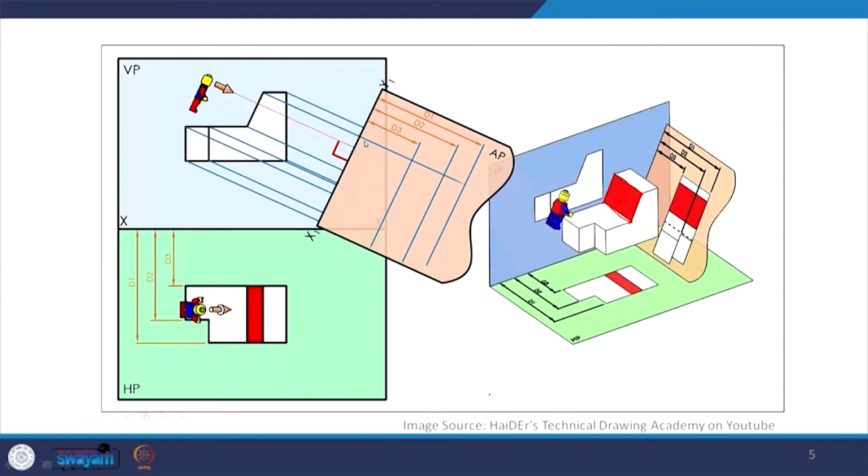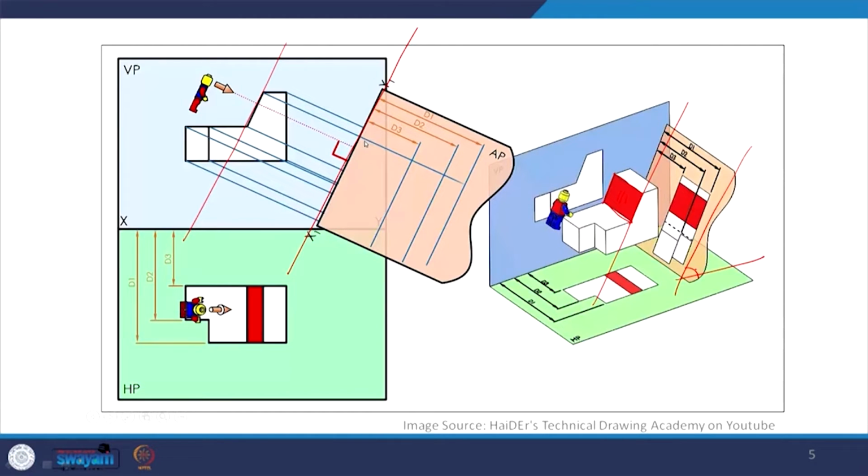We start to draw an auxiliary plane which is parallel to this plane. This is the plane which we wanted to see as a true shape, so we draw a plane parallel to it. Now this plane is inclined to HP and perpendicular to VP. So what we have is an auxiliary inclined plane.